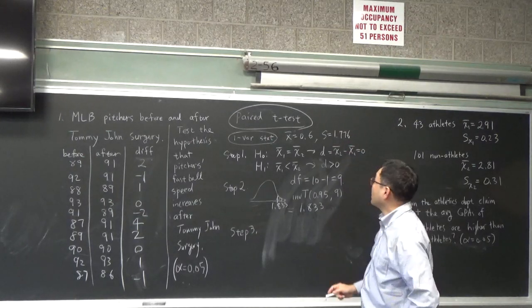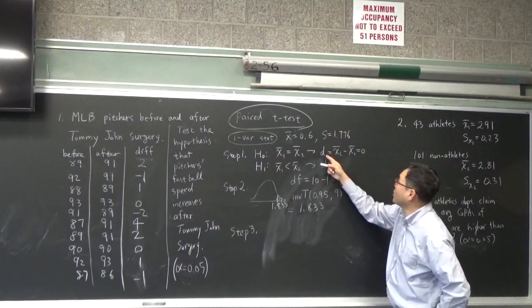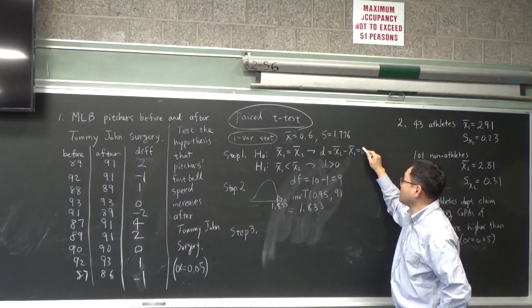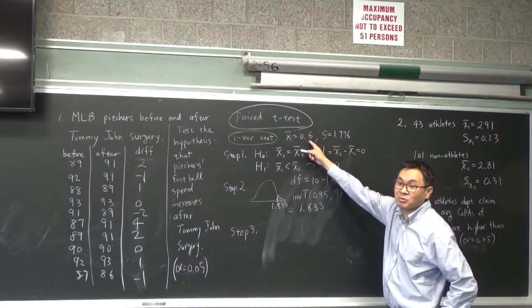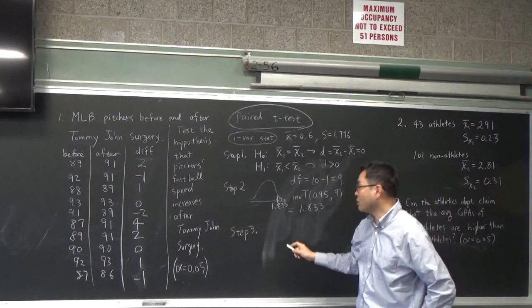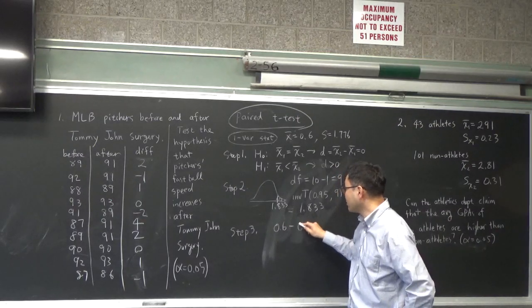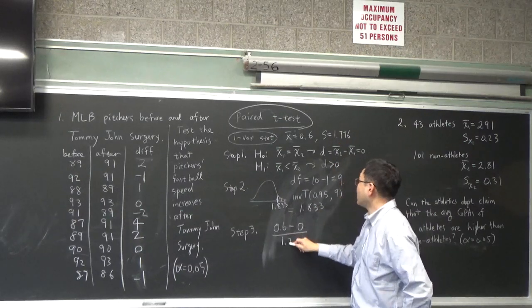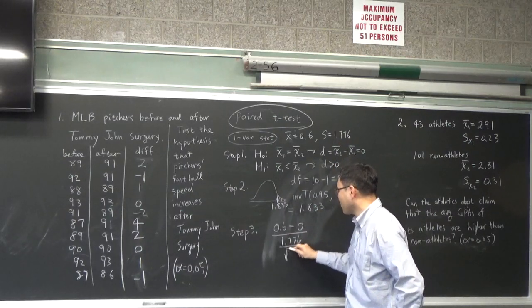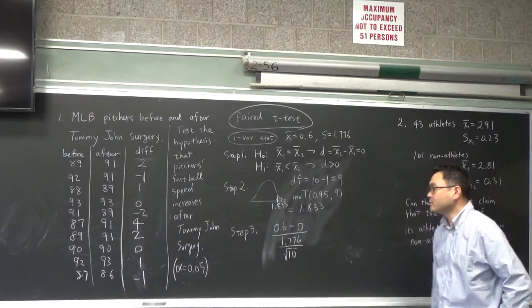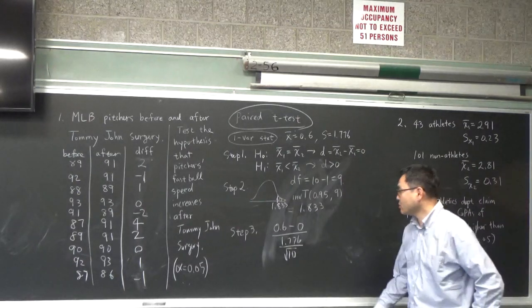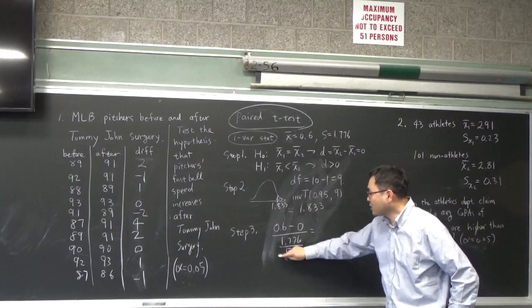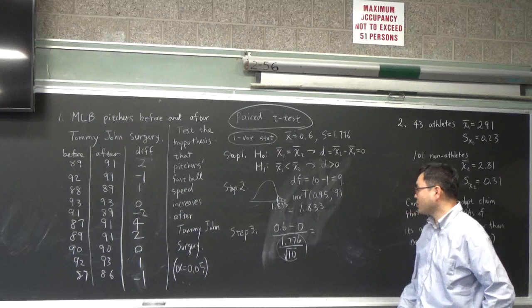Okay. And therefore, since our null hypothesis says that d should be 0, but in our sample d is 0.6, we have to do 0.6 minus 0. You want to look at the difference and divide it by the standard deviation, 1.776 over square root of 10. Okay?